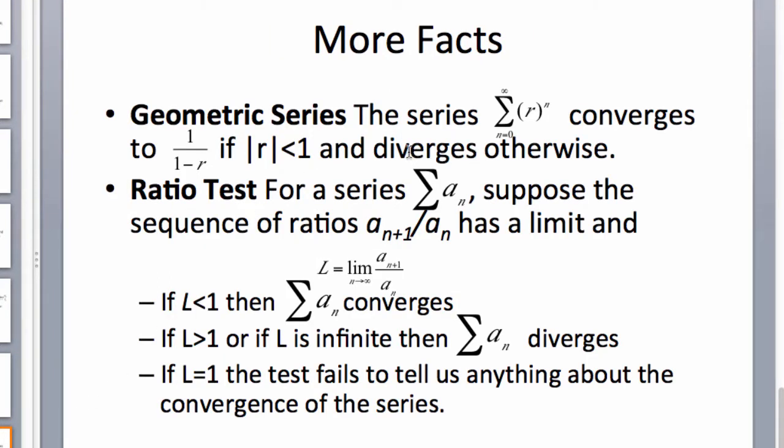We will come back and have another video where we'll talk about the ratio test and the root test, which are sort of variants of tests for series that are like the geometric series but not quite the geometric series.